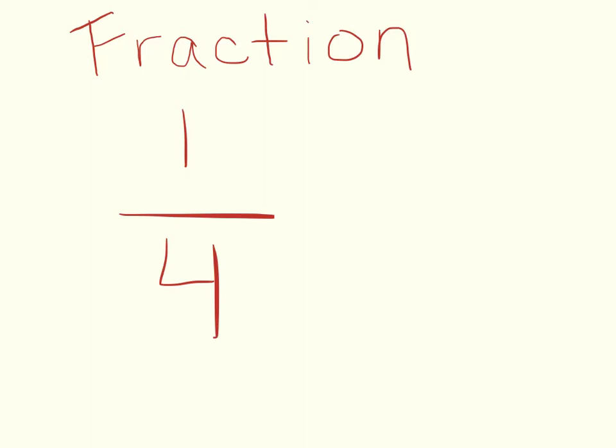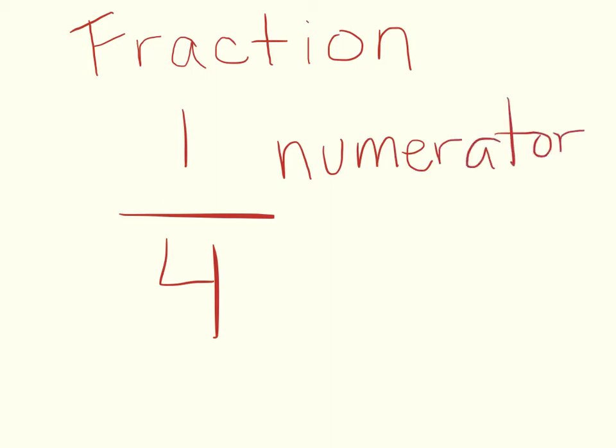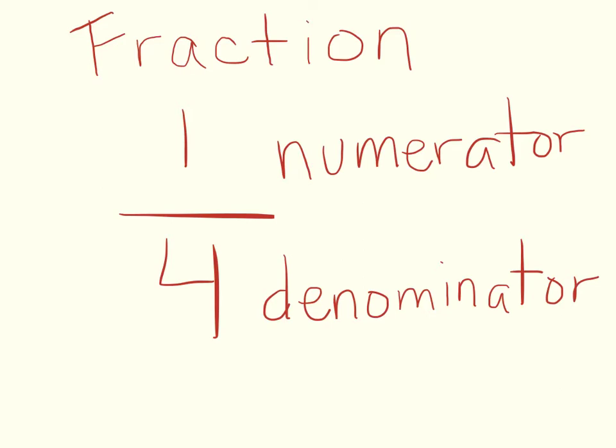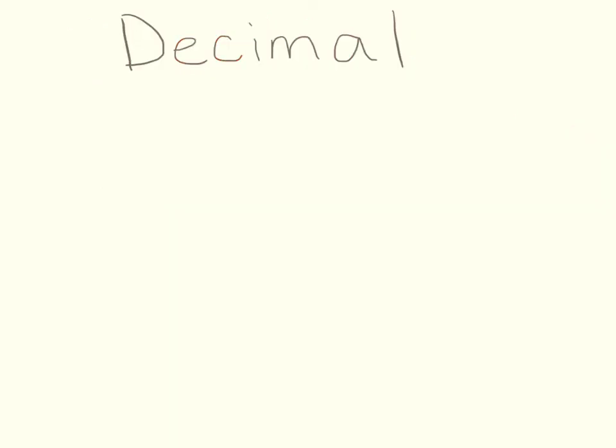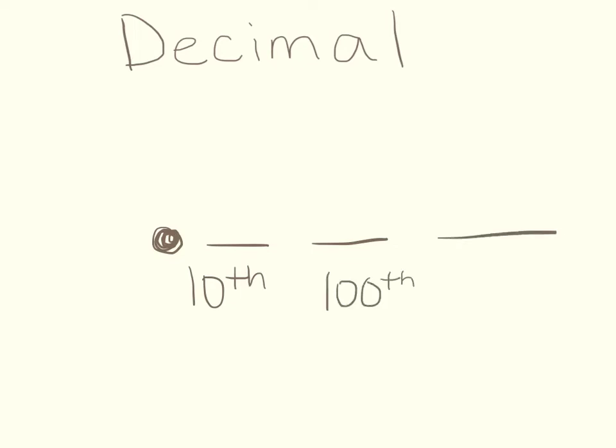The number on the top is referred to as the numerator. The number on the bottom is referred to as the denominator. Okay, that's a fraction. Then we have decimals. When we talk about decimals, the important thing to remember is place value. You have the decimal, and then the place values after the decimal are tenths place, hundredths place, and then you can even go as far as the thousandths place.